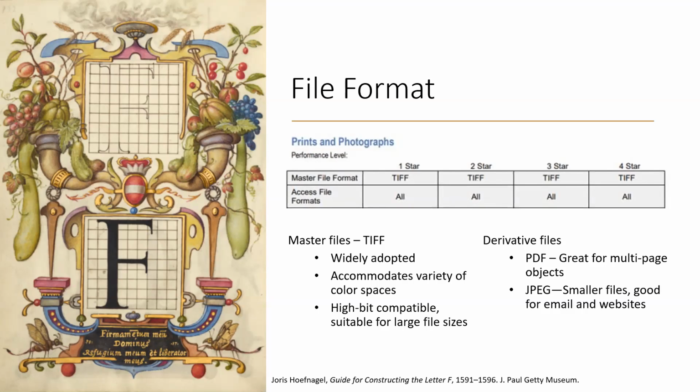Derivative files or access files can be made in pretty much any format, and these are usually compressed formats that result in smaller file sizes that are more suitable for sharing. JPEGs are great because they can be opened in a variety of programs and are good for sharing images online. PDFs are great because you can combine multiple pages very easily, and this is a widely adopted format that can open in a lot of different programs as well. We'll get to determining color in just a couple of slides, so I'll address your question there, Amanda.